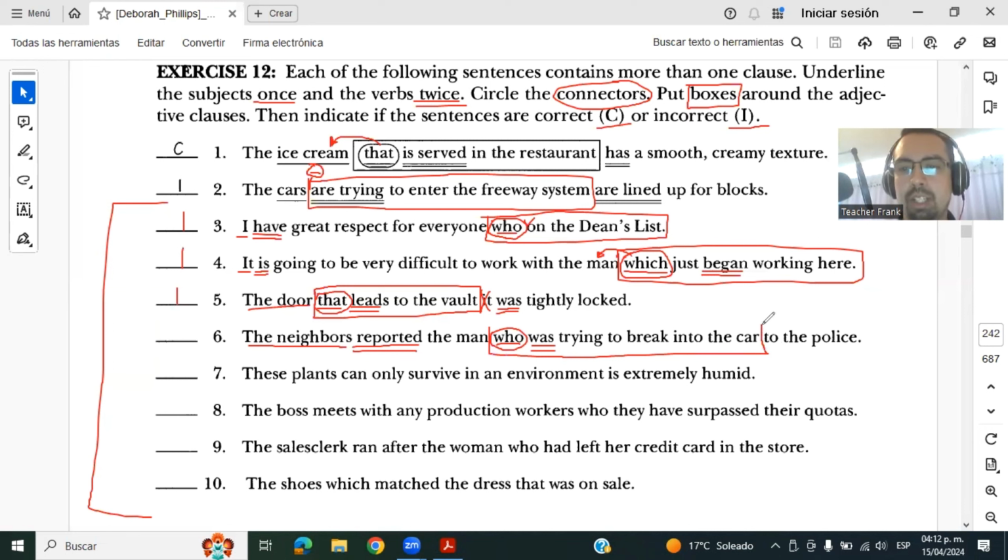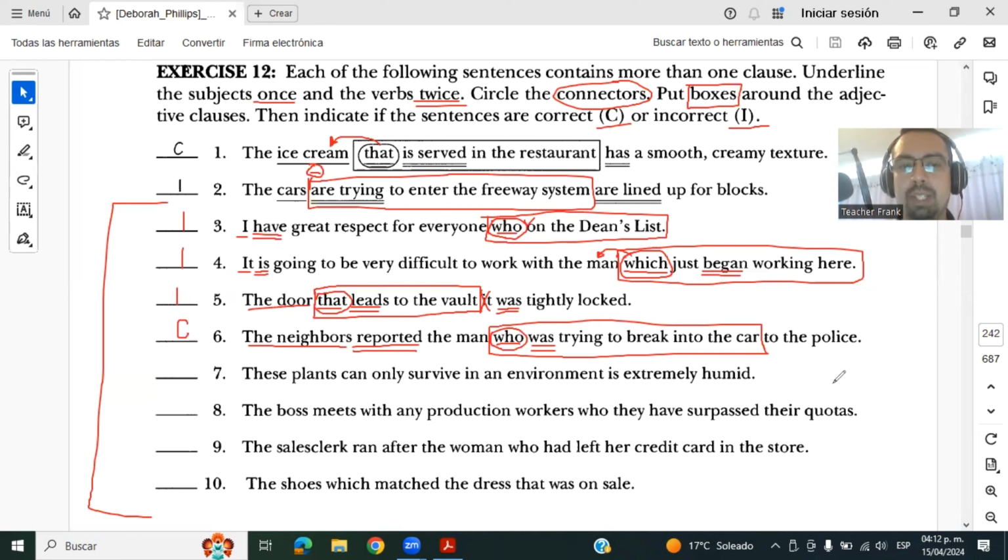Yeah, and just up to here, because this is going to be the description of the man who was trying to break into the car. The original sentence, right, is: the neighbors reported the man to the police. What man? The man who was trying to break into the car, right? So this one has all the elements and it is correct.